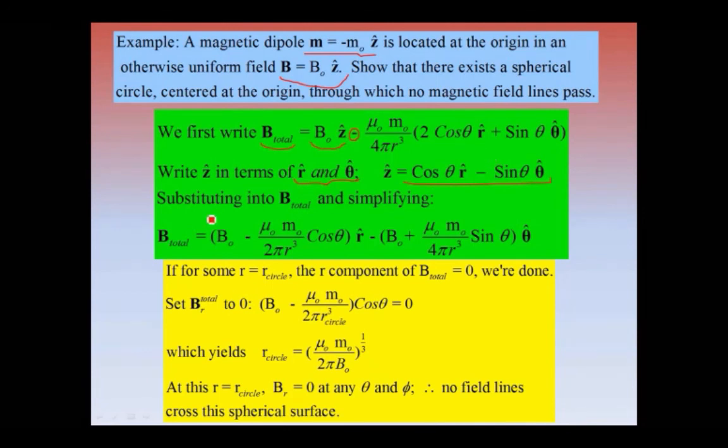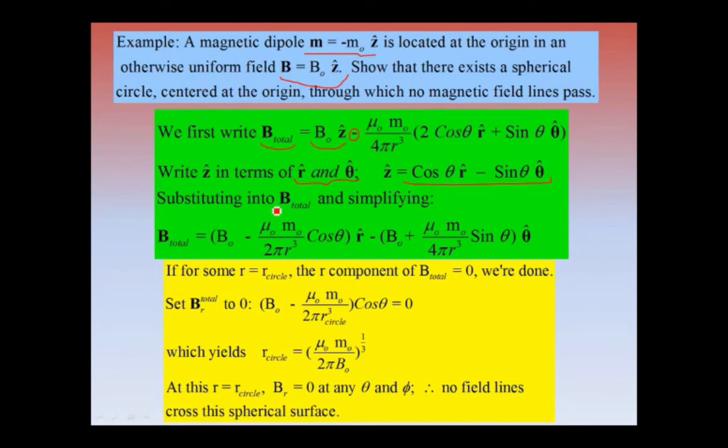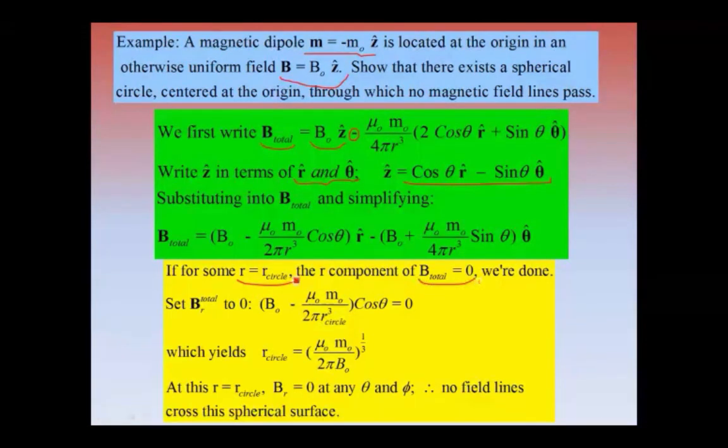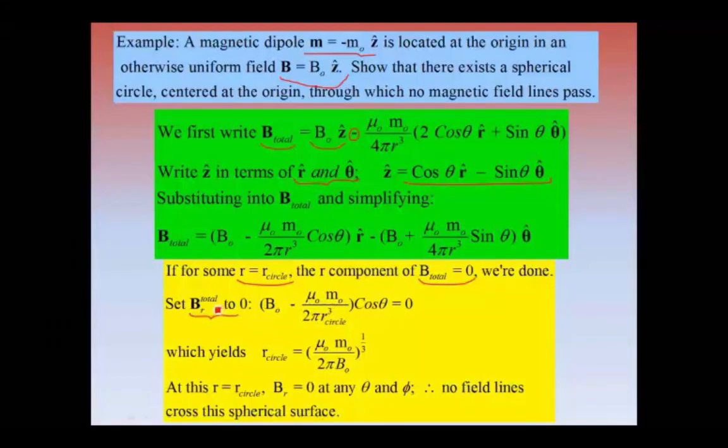So let's substitute this z hat into B total now. We combine the terms that have an r hat dependence, and that's what we have here. And then we do the same thing for the theta hat terms here. It's complex, but what are we going to do? Well, if you look at this condition where you have r equal to some r circle, we want the r component of B total to go to 0. If we can find that, we're done. So you set the r component of B total to 0 and see if you can find an r circle.